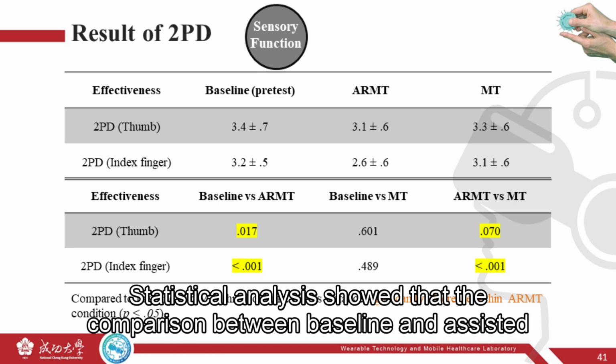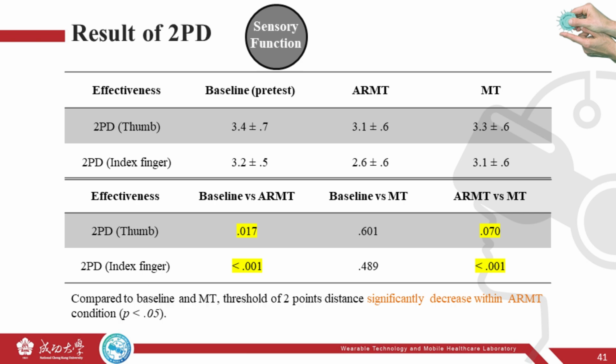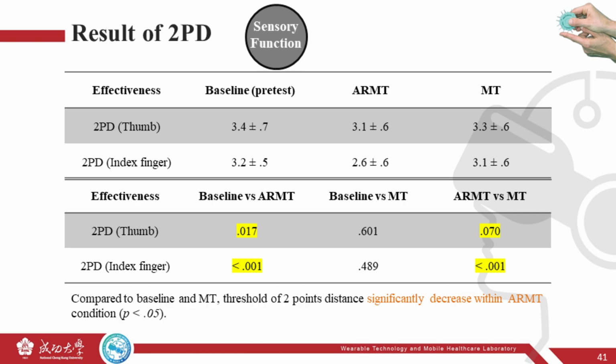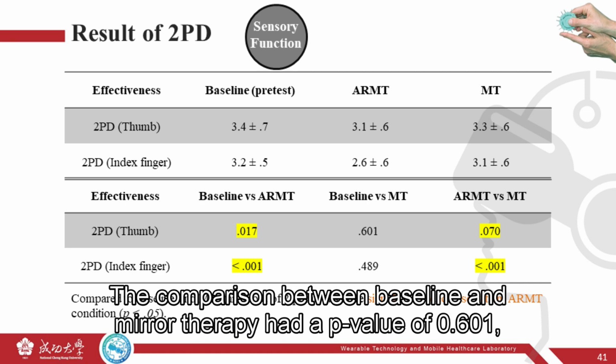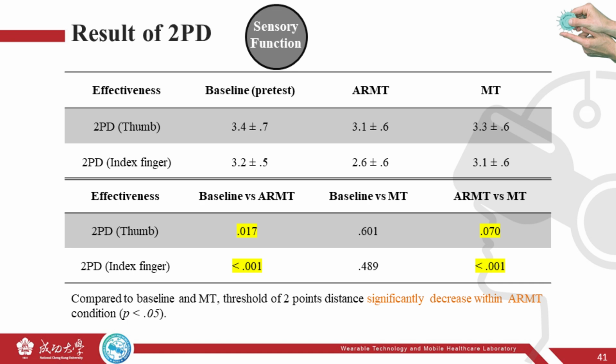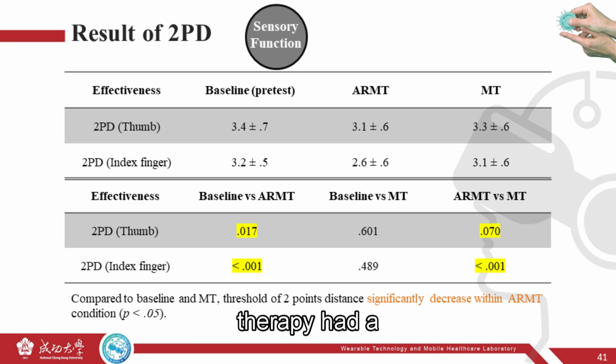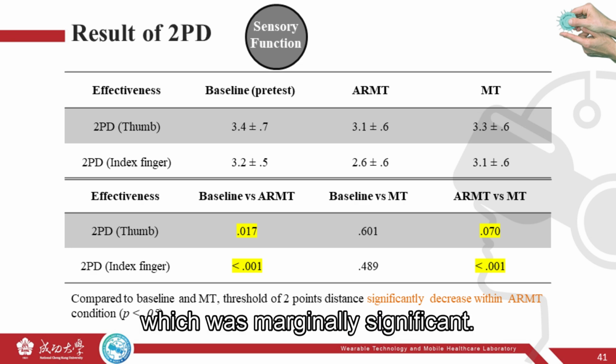Statistical analysis showed that the comparison between baseline and assisted repetitive movement therapy had a p-value of 0.017, indicating significance. The comparison between baseline and mirror therapy had a p-value of 0.601, which was not significant. The comparison between assisted repetitive movement therapy and mirror therapy had a p-value of 0.070, which was marginally significant.